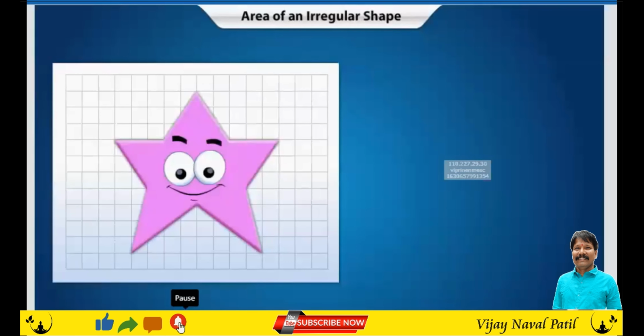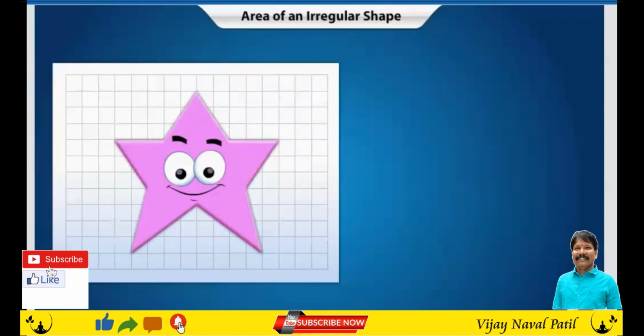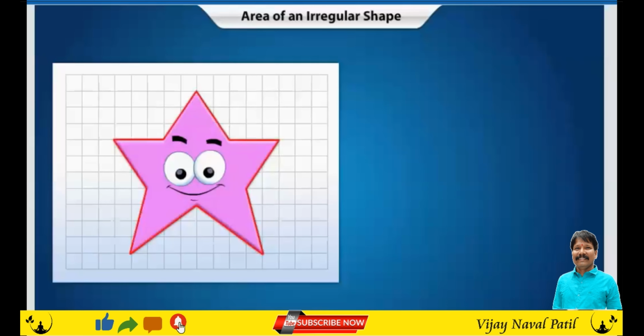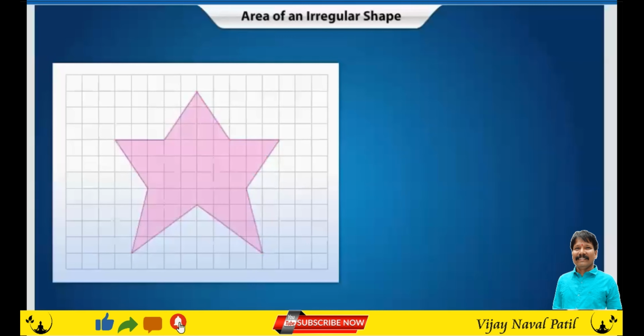Now, let's calculate the area of an object that has an irregular shape. For example, this star-shaped sticker. Can you calculate the area of this star-shaped sticker using the grid? That's a little tricky. But here's a faster way to do it. First, trace the outline of the sticker on the grid and then remove the sticker.